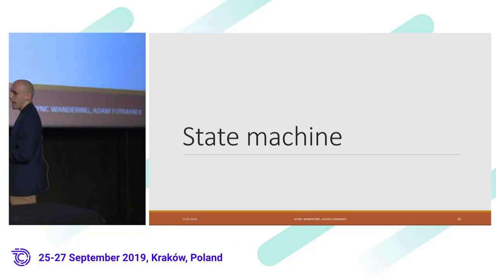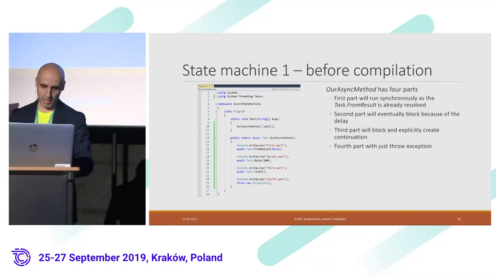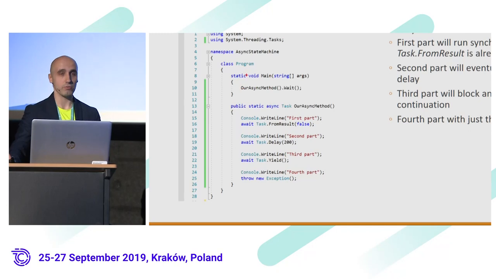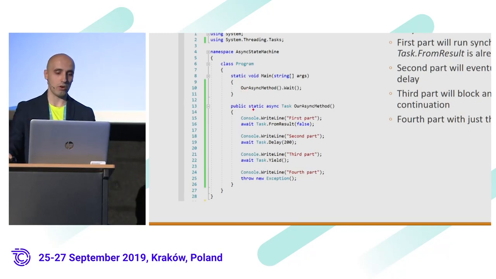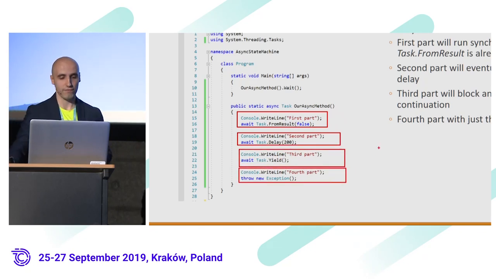So let's see how the synchronization context and tasks are tied together. And to do that, we'll actually examine the code generated by the compiler. Before we start, we want to start with very simple methods. First one is main, which is not very important to this discussion. We basically call our async method and wait for it. And what we have here is four important parts. We have one await here, another await here, another here. And then at the very end, we don't have any more awaits. We just throw the exception.